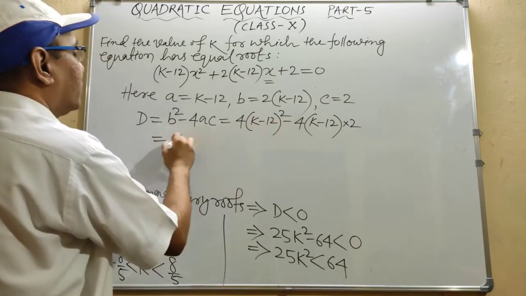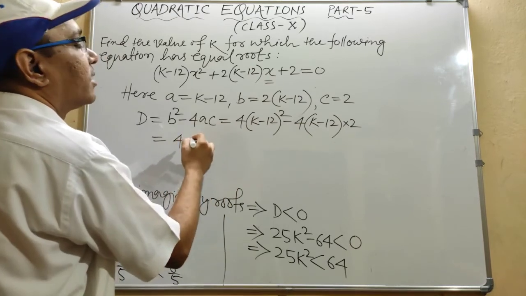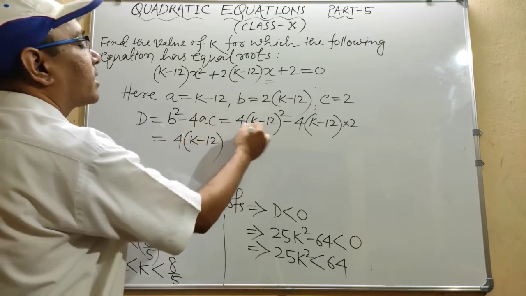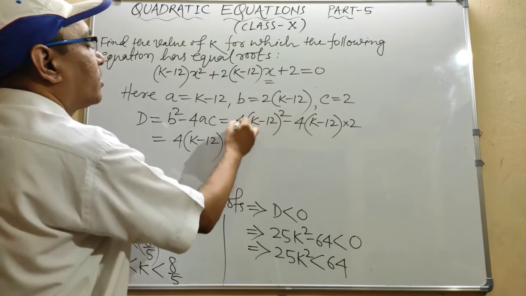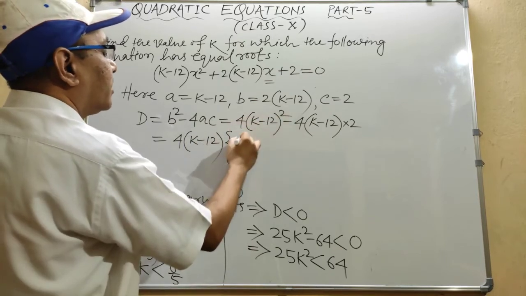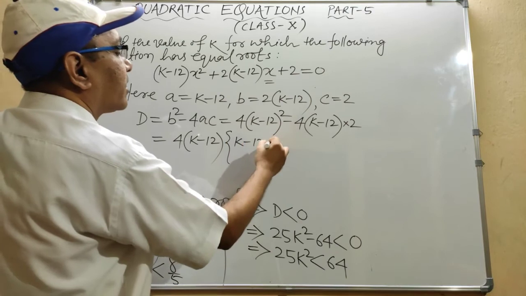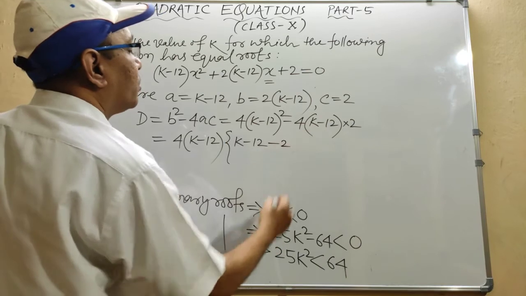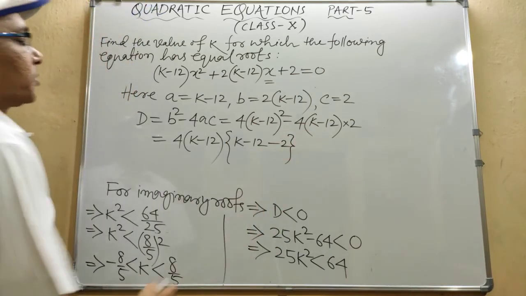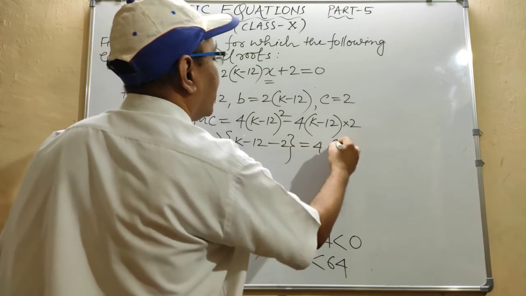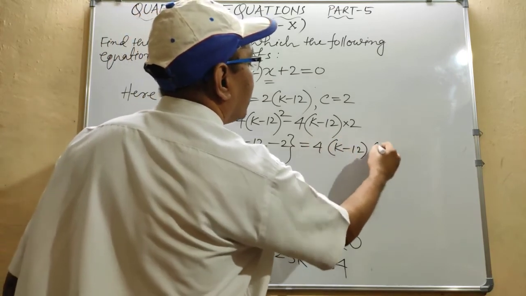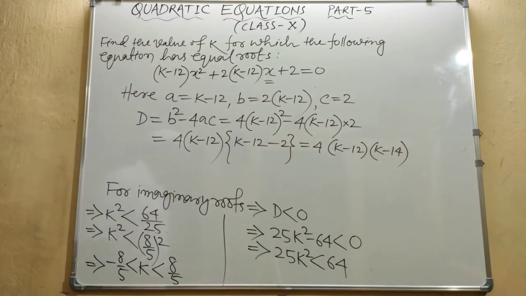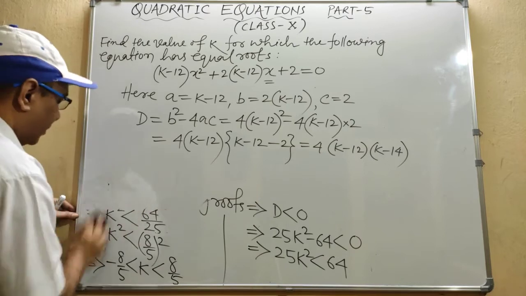Let us simplify it. 4 can be taken as common. Okay. And k minus 12 also can be taken as common. k minus 12 भी दोनों जगह कॉमन होगा, तो यहाँ बचेगा क्या, ये कॉमन हो गया, तो k minus 12 माइनस ये 4 कॉमन हो गया, बचेगा क्या, 2. So this is 4 (k minus 12) into (k minus 14). ये minus 12 minus 2, minus 14. This is what is your D.